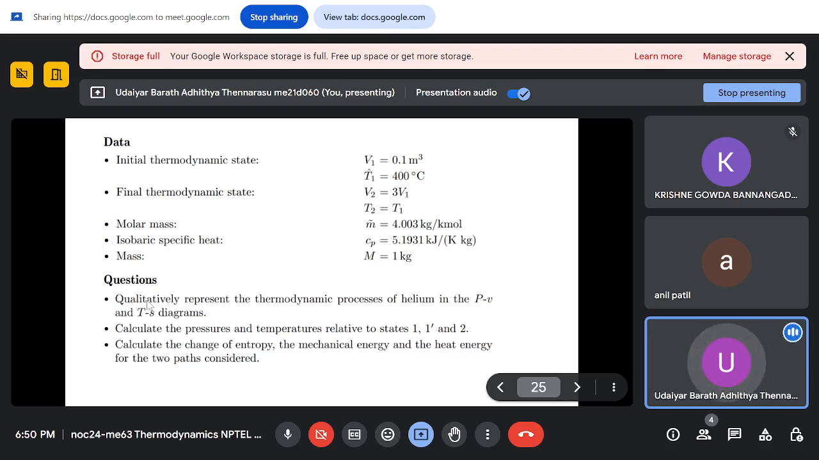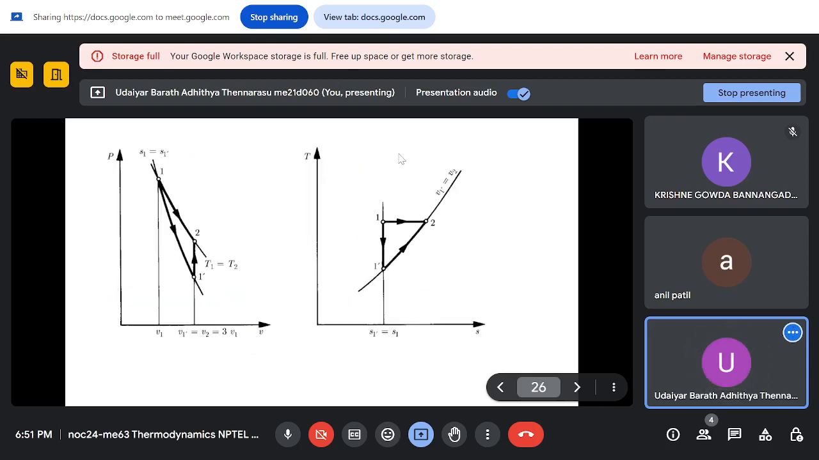So the question is to represent the process in a PV diagram and a TS diagram. Then calculate the pressure and temperature relative to states 1, 1 dash and 2. Calculate the change of entropy, the mechanical energy and heat energy for the two paths considered. So this is how the process will look.